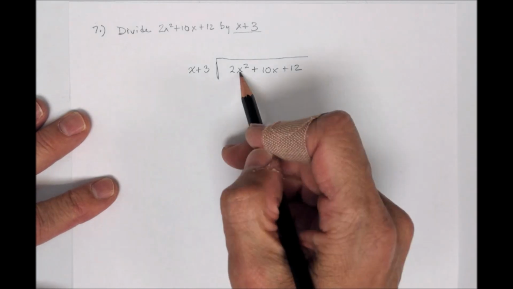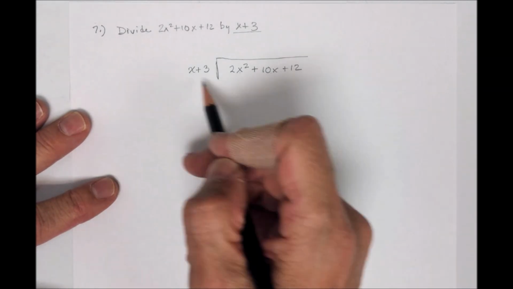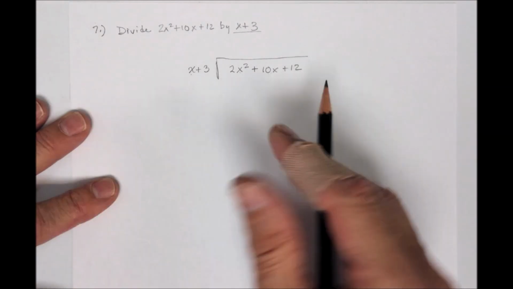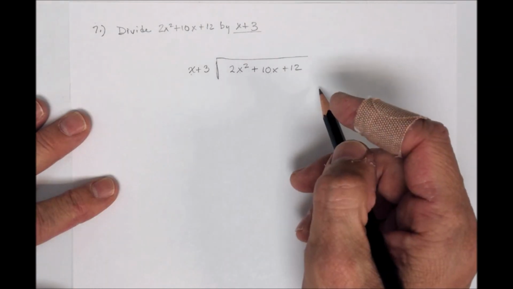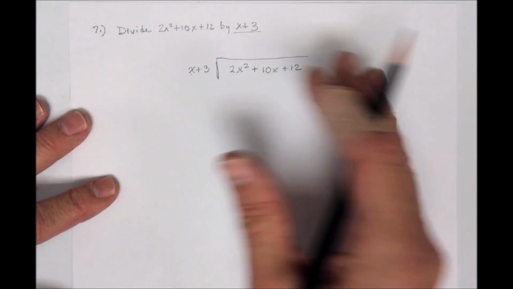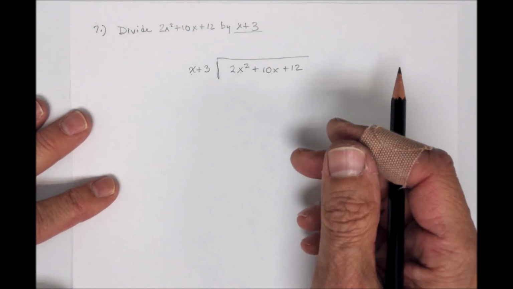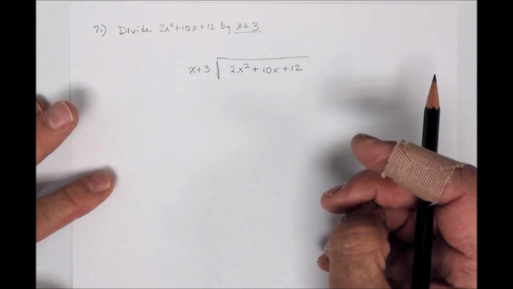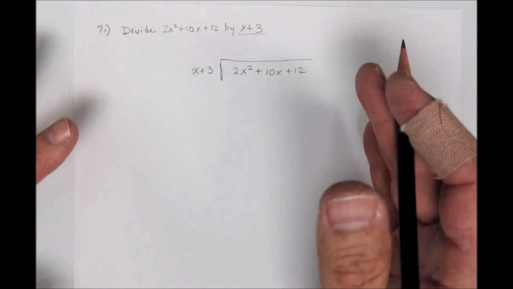You want x to the second, x to the first, x to the 0. X to the first, x to the 0. You want both the divisor and the dividend in descending order. And if you're missing any terms, you're going to put placeholders in. Now, this one doesn't have any terms missing. So when we get to an example that does have terms missing, I'll point this part out again about the placeholders. So try this long division problem.